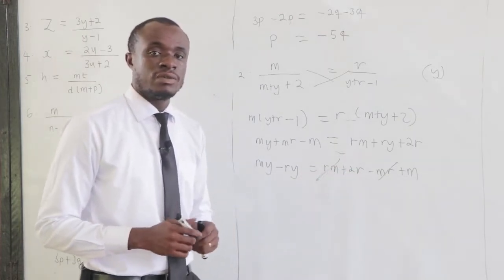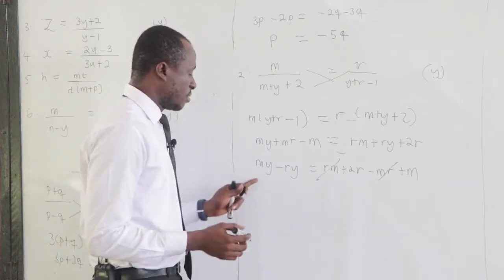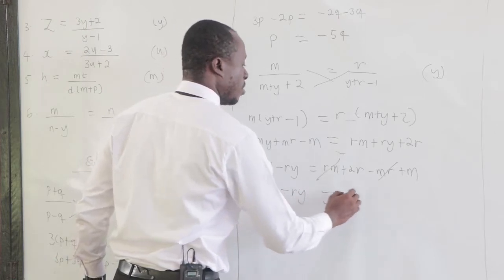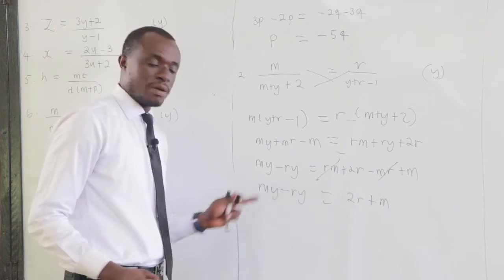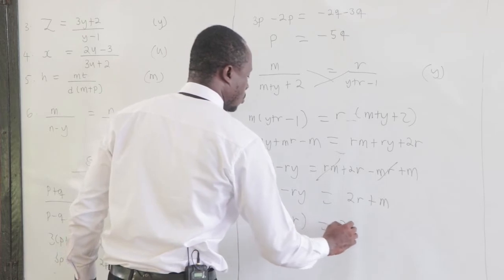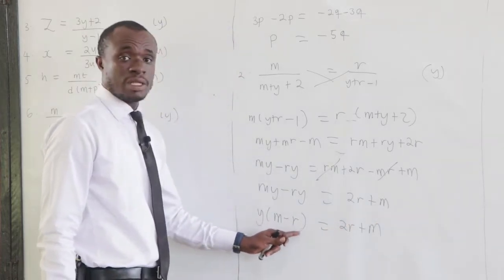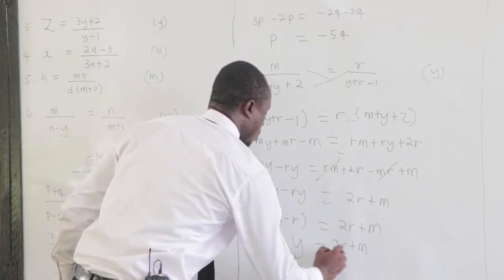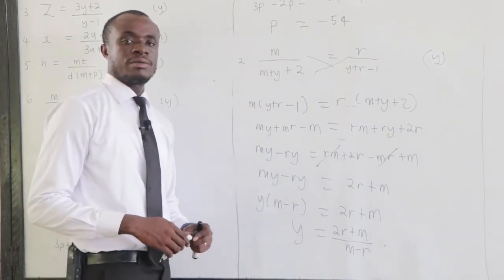Multiplication is commutative. Now, so here there's Y. So we have MY minus RY, what do you have? 2R plus M. There's Y common, so we can factorize Y out. You have Y(M minus R) equal to 2R plus M. We want to make Y the subject. What is multiplying the Y? M minus R, we divide both sides. Therefore, Y will be equal to 2R plus M all over M minus R.